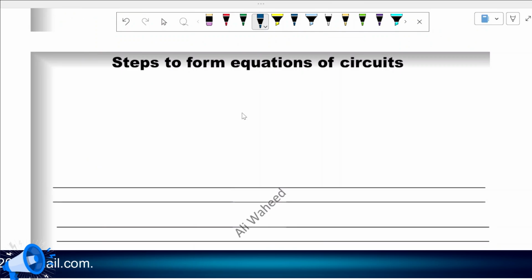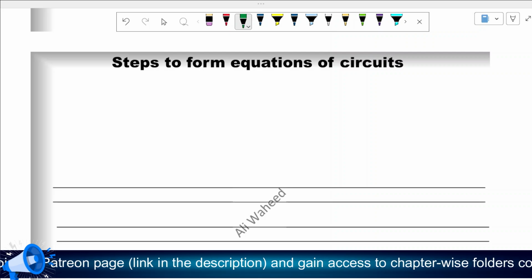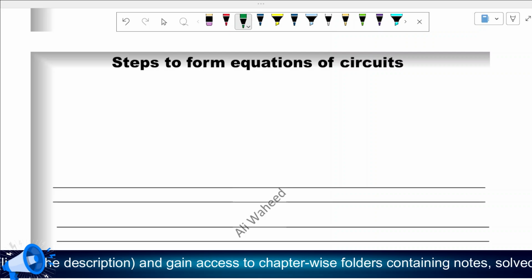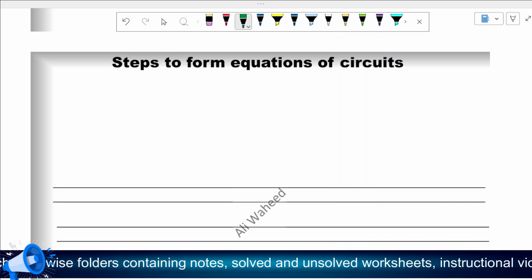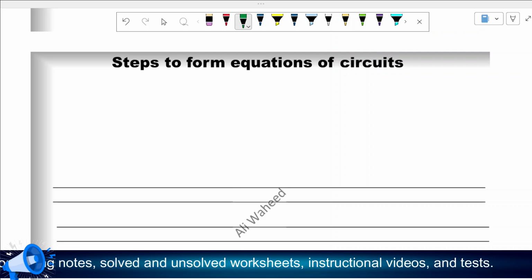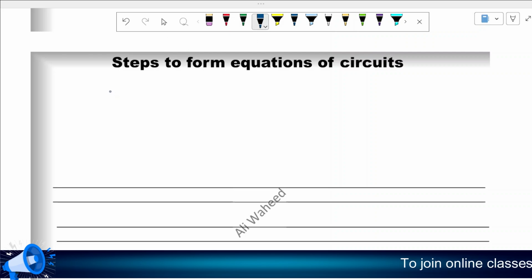Now for this one, there are certain steps that you need to follow to solve a circuit using Kirchhoff's second law. What are those steps? So on this one, I'm going to write some of those steps which we can use to solve the circuits.